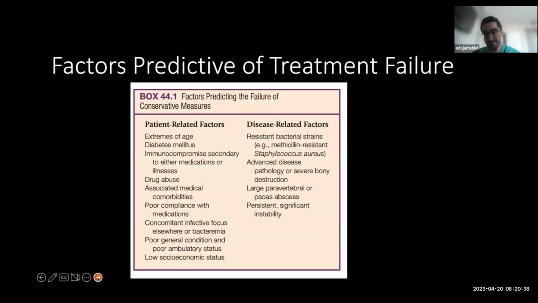patient group. So again, factors predictive of treatment failure. This is important to know if you're going to sign someone up for conservative measures. And like we mentioned, patients with extreme age, diabetes, poor general health, low socioeconomic status, and obviously patients with instability on x-ray, advanced bony destruction. These patients, you have to be hesitant to sign up for conservative measures if your internal medicine doctors consult you.